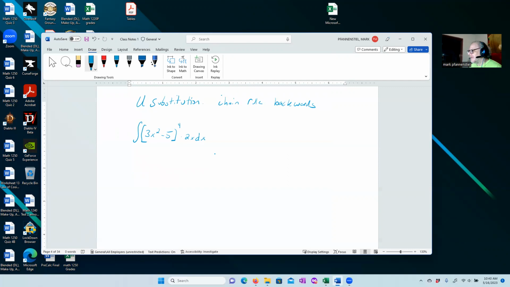So what we're going to do is make a little substitution here. We're going to say, let u equal 3x squared minus 5. Every time you make a substitution in calculus, almost your next step should be du equals, and take the derivative of that substitution. 3 times 2 is going to be 6. We end up with 6x.